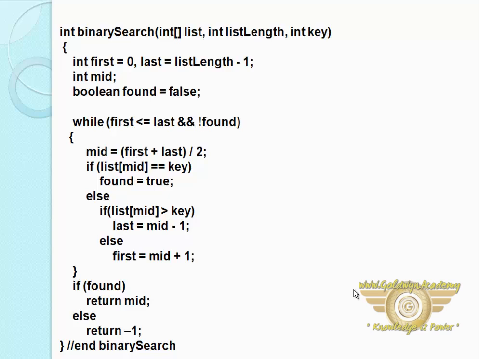We have taken a while loop: first less than or equal to last and not found, mid equal to first plus last divided by 2. If list of mid equal to key, then found is true, else if list of mid greater than key, then last equal to mid minus 1, else first equal to mid plus 1. If found is true, then return mid, else return minus 1.